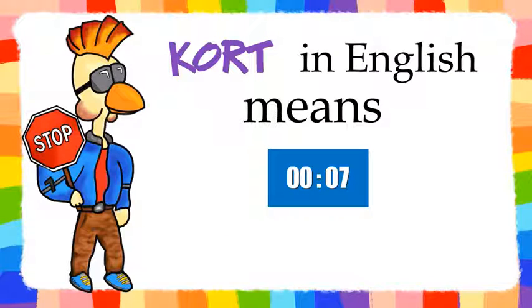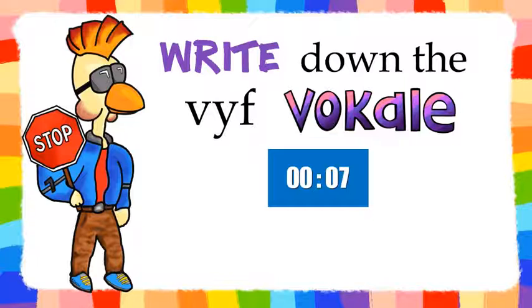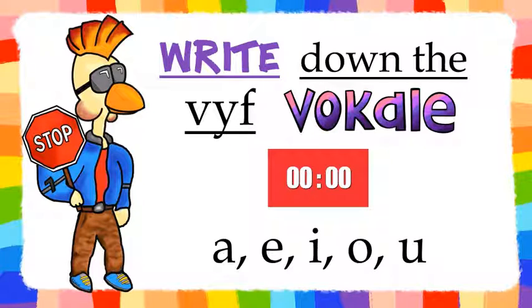Finish this sentence. Now this time you'll have to write it down. Kort in English means short. And the last one, write down the 5 vokale. A, E, I, O, U.